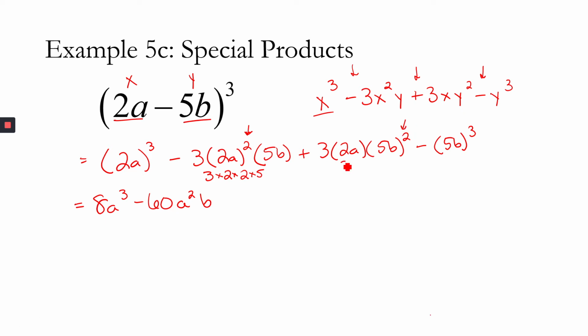Again, be careful here. This is 3 times 2 times 5 times 5. So that's going to give us 150ab squared. And then at the very end, remember we've got 5 to the 3rd, which is 125b to the 3rd. Okay. And that's your final answer for that one.